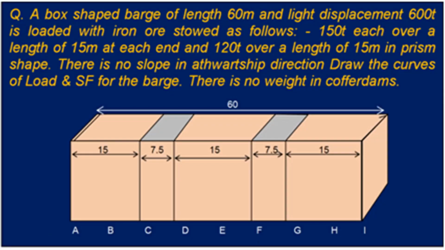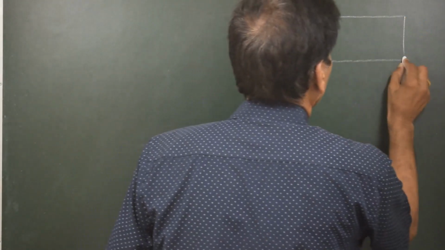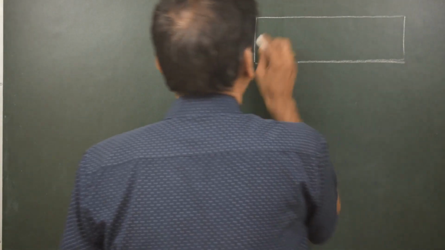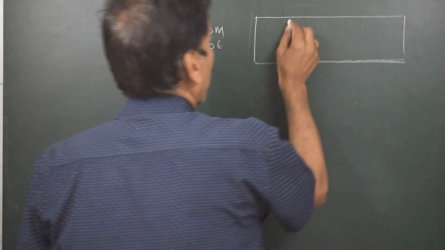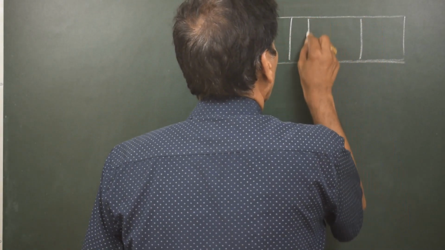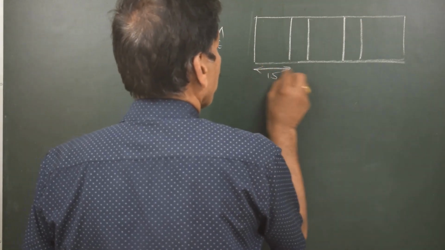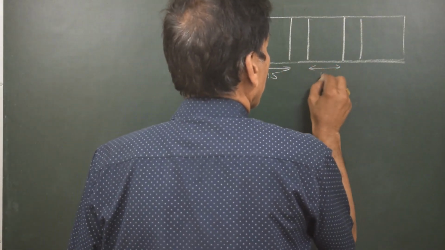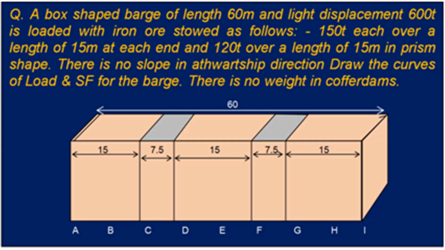So we will do one such question from my book. There is a ship that is 60 meters in length, weighing 600 tons. It has got the holds this way, which are 15 meters in length, 3 holds, and these are kind of empty spaces, or we can call them cofferdams.